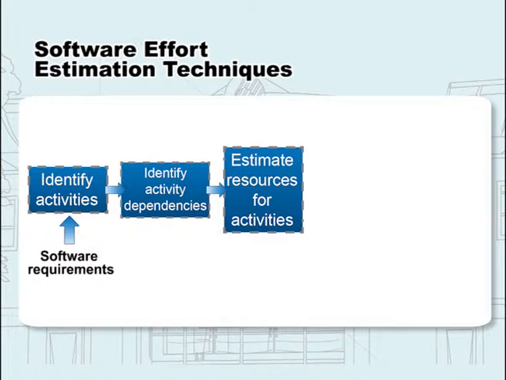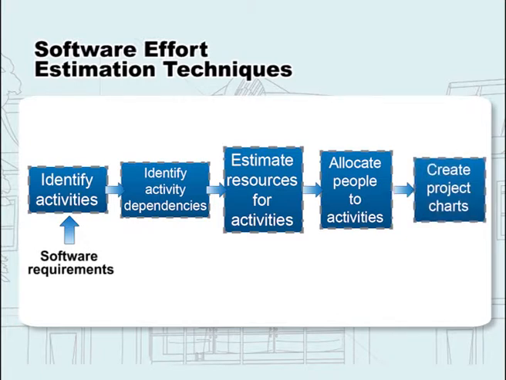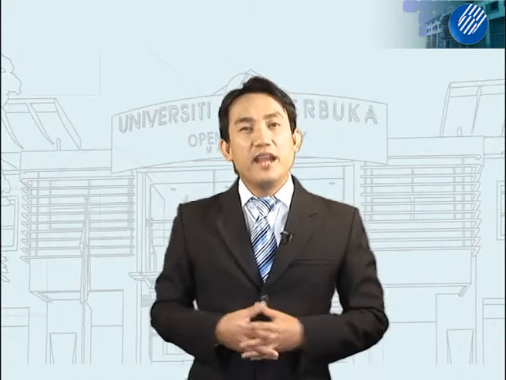Once you have estimated the number of resources, you will move on to the fourth step, which is allocate people to the activities. In this step, all you will be doing is assigning your people to the activities based on the identified number of resources. After this, you will move on to the last step, which is create project charts. In this step, you will create a bar chart or Gantt chart. You may revise your project schedule by repeating the process. Okay, that's all about the steps involved in the project scheduling.